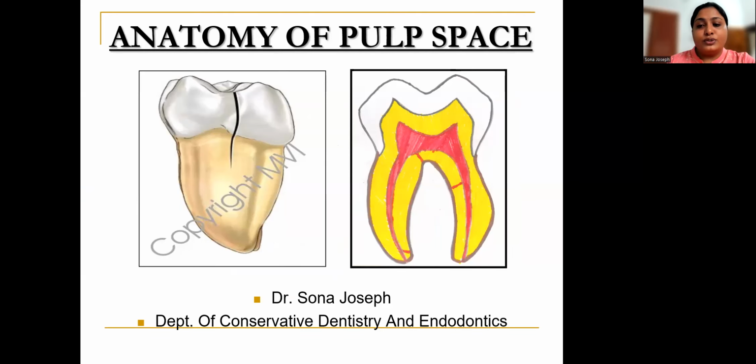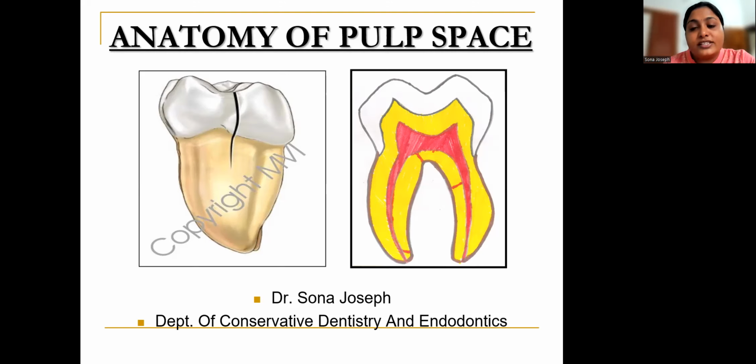Good morning all. Today we'll be discussing the topic anatomy of pulp space. In first year BDS itself, you have learned about the morphology of the tooth, as you can see in the picture on the left. You know about the crown, how many roots are there. In the crown itself, what is the occlusal aspect, buccal aspect, lingual aspect, how many cusps are there. So this outline or the knowledge of morphology is there.